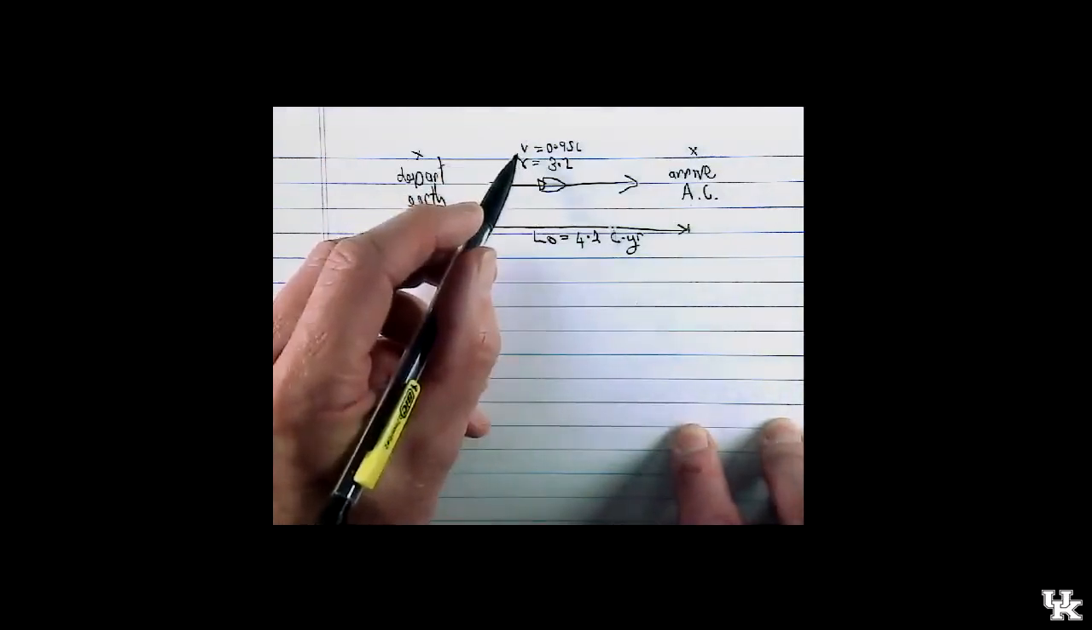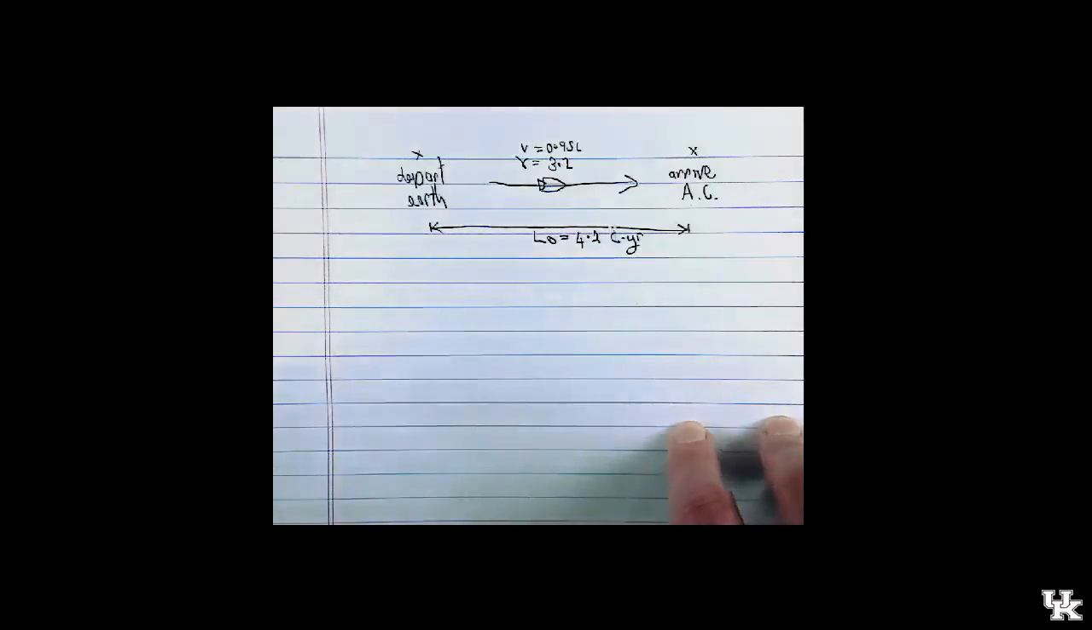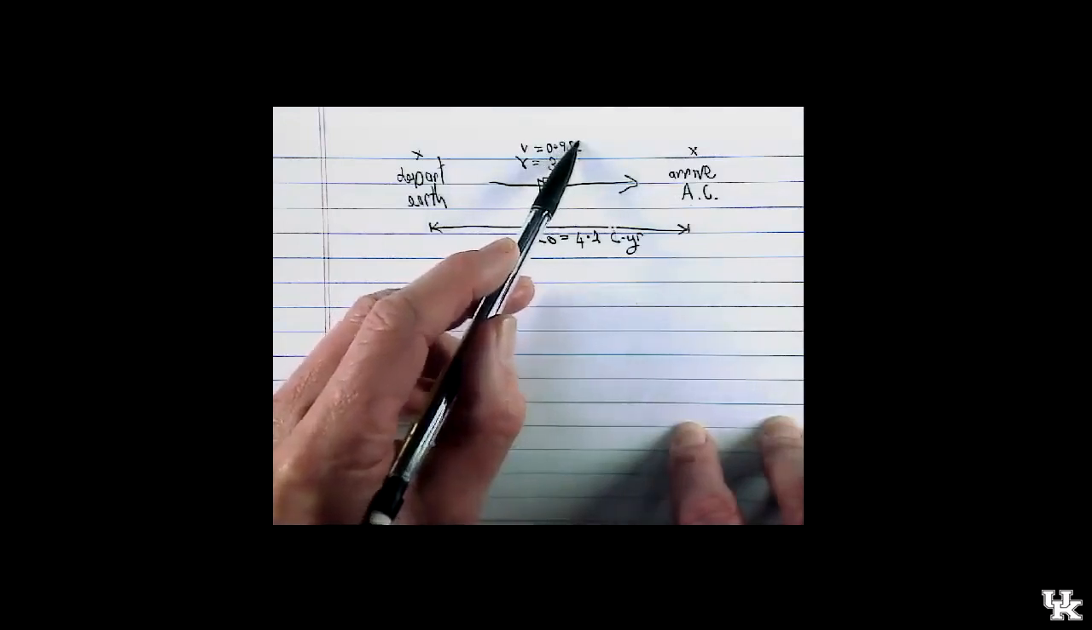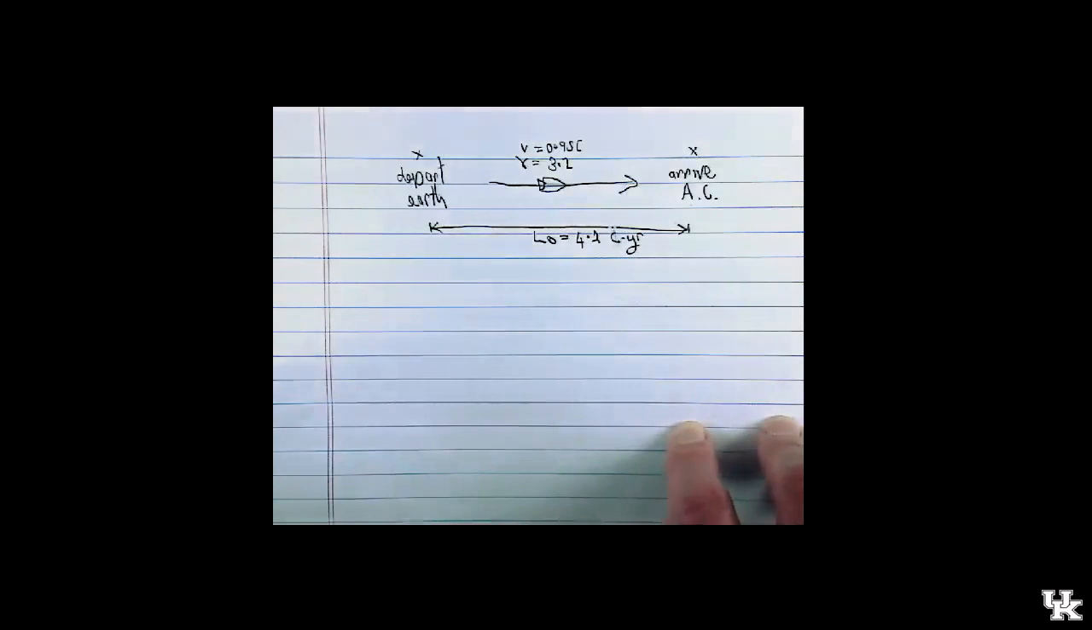Upstairs here, written in this unreadable writing, is the speed of one reference frame with respect to the other. So it's 0.95 c is what I tried to write. And below it is the corresponding gamma factor, the Lorentz factor, that depends on the speed. We said that was 3.2.